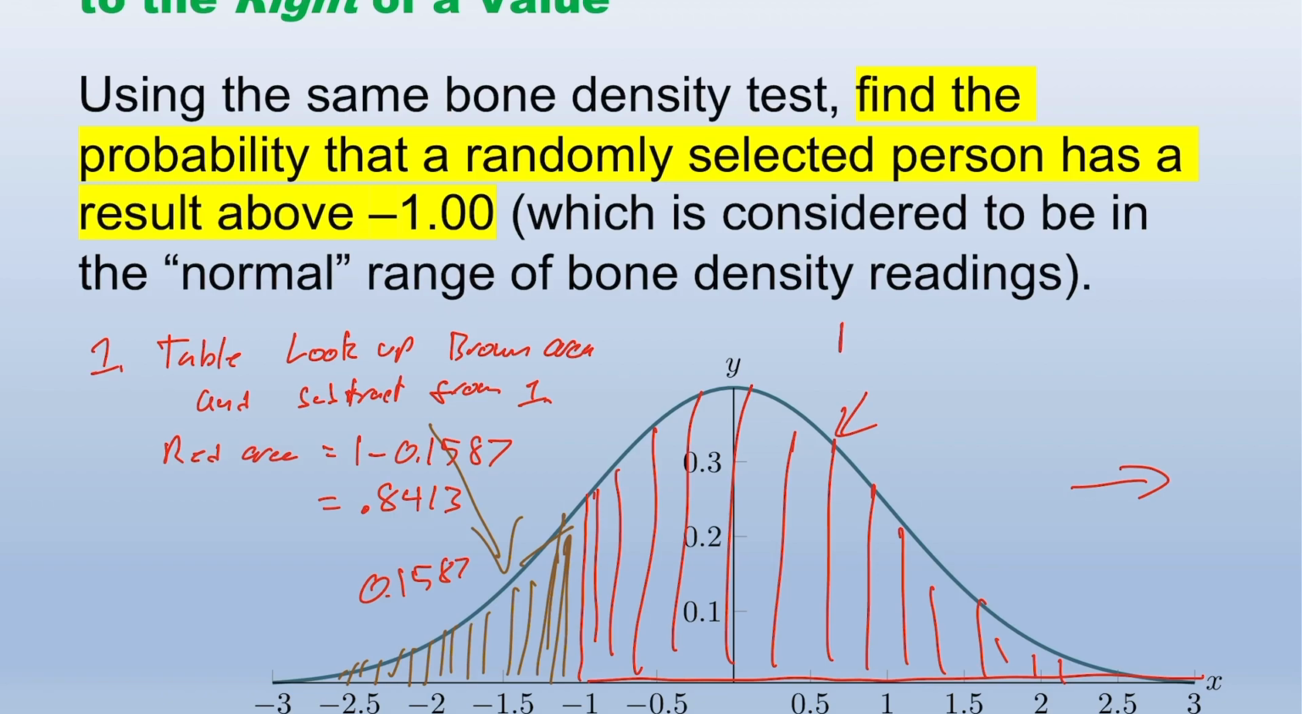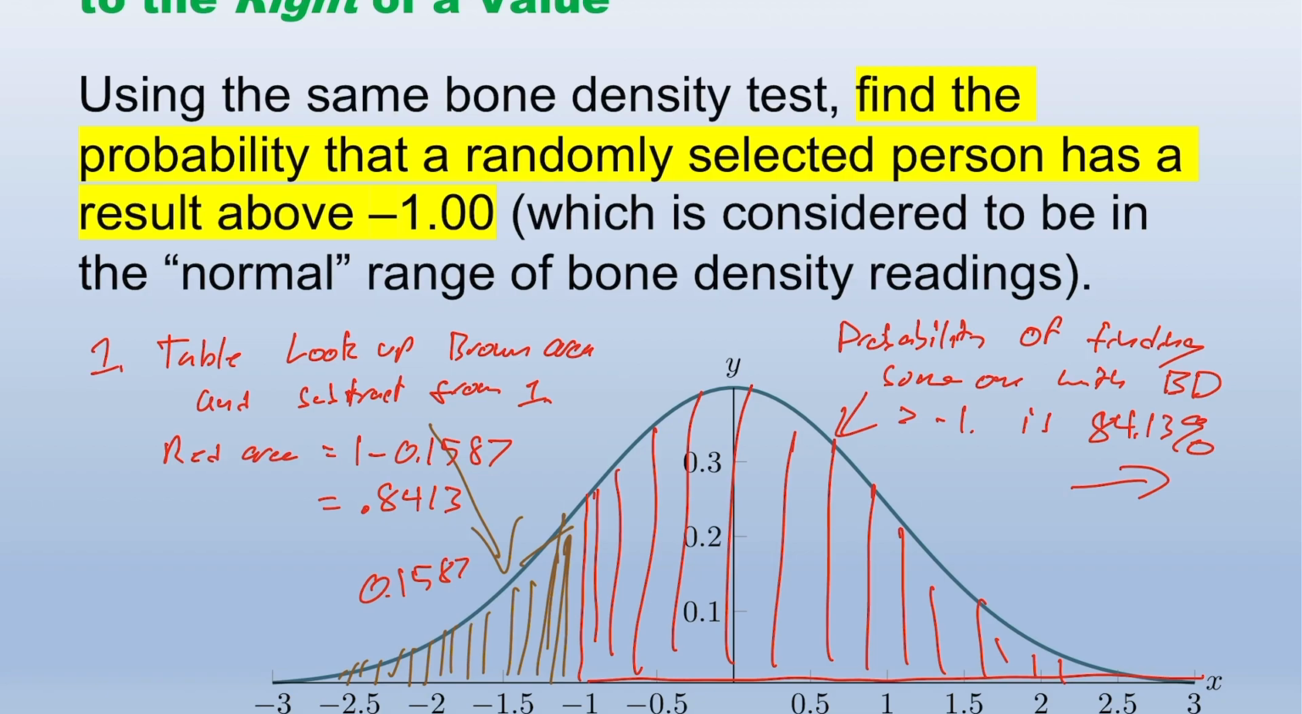So the probability of finding someone with bone density, we'll call it BD, greater than -1 is 84.13%.